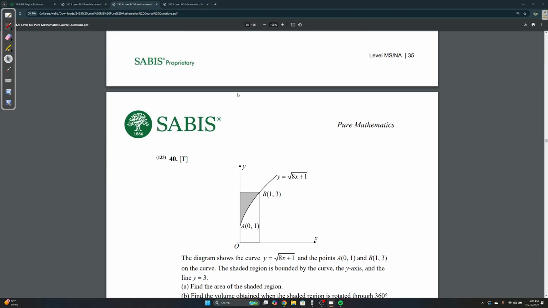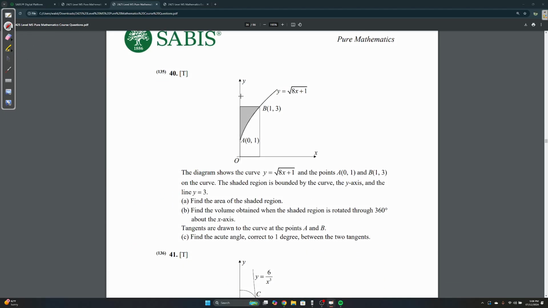Okay. Anyway, 40. On the diagram, it shows the graph y equals root 8x plus 1, bounded by the points A and B. The shaded region is bounded by the curve, the y-axis, and the line y equals 3. So you have two curves, right? You have the line y equals 3, you have a curve, and we're looking between it and the y-axis, which makes sense. Anyway, whatever, find the area of the shaded region.